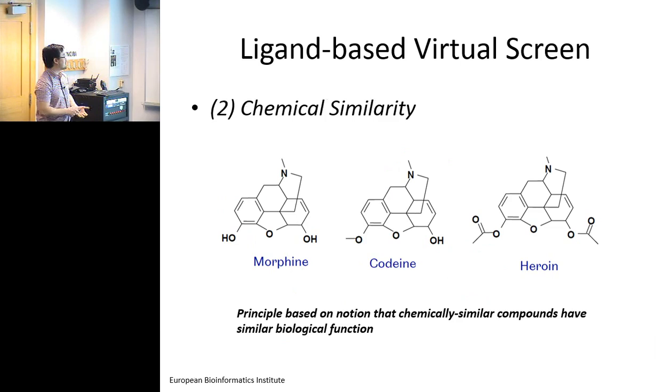One example of this is morphine, everybody's favorite opioid. Codeine is also another opioid here, and you can see that they're structurally very similar. They also have similar function. They both bind the opioid receptors. So this is just one of those assumptions that we're making here for the ligand-based virtual screen.